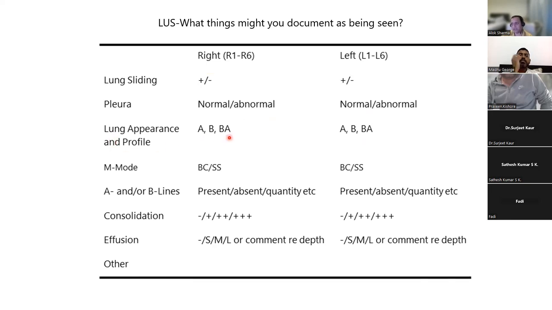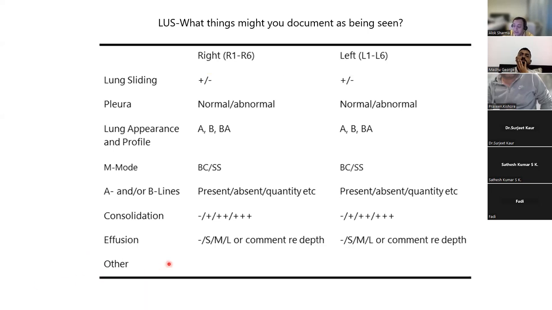But more importantly, once I've commented on the profile, we ideally should do, if you're doing sliding, M mode for each region. Now, if you can see sliding, that's fairly obvious. M mode might not give you additional information. But if I'm confused about sliding, I will always go into M mode because it's a really good marker of whether there is sliding or not. You then have to talk about the presence of A or B lines, comet tails, presence of consolidation or absence of consolidation and effusion. And then what we classify as signs and lines.